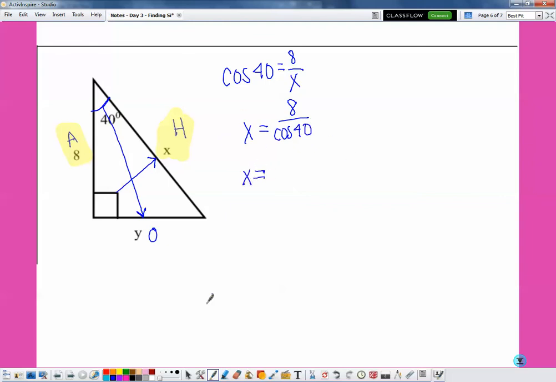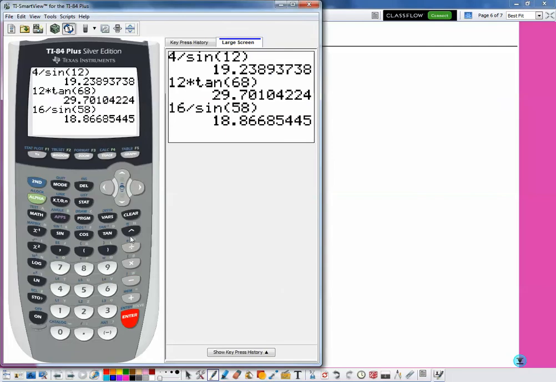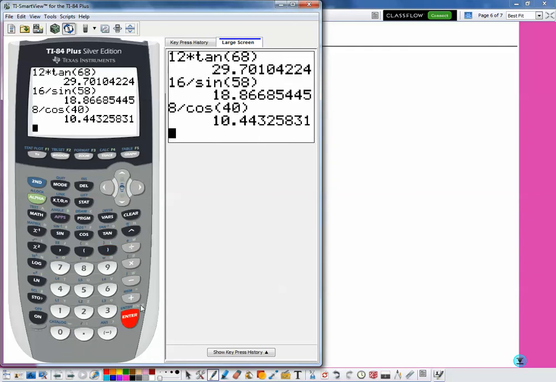So x equals 8 divided by the cosine of 40. Again, we're rounding to one decimal place or to the nearest tenth, so it would be 10.4.